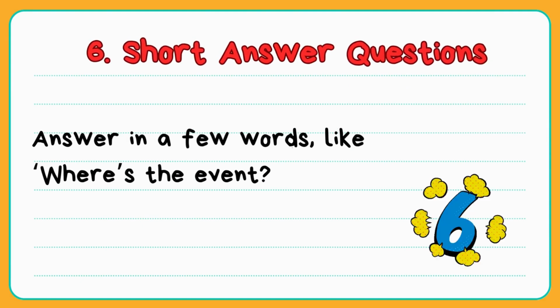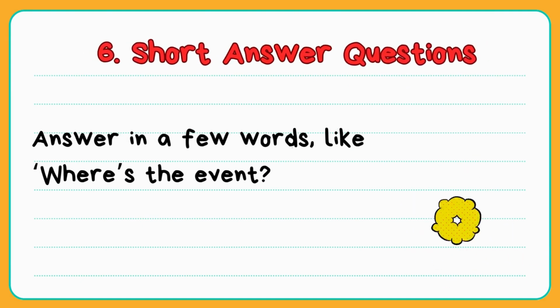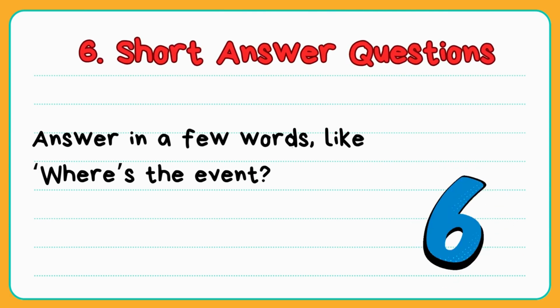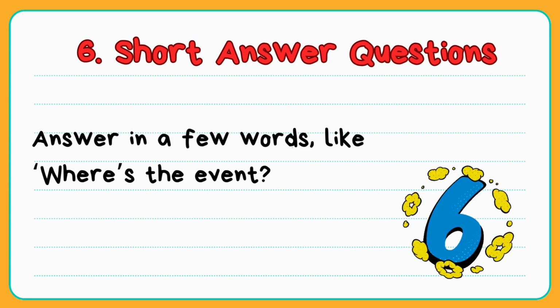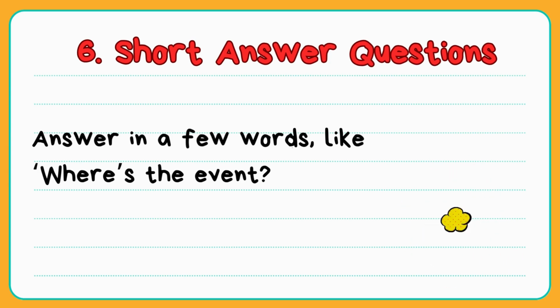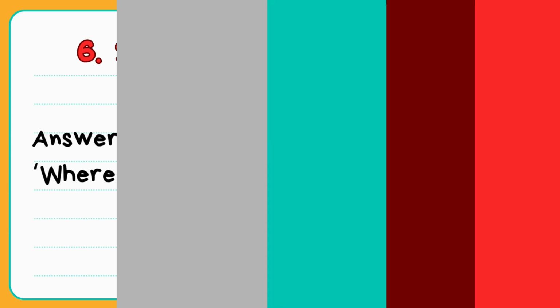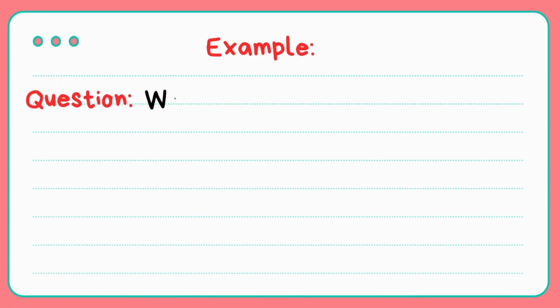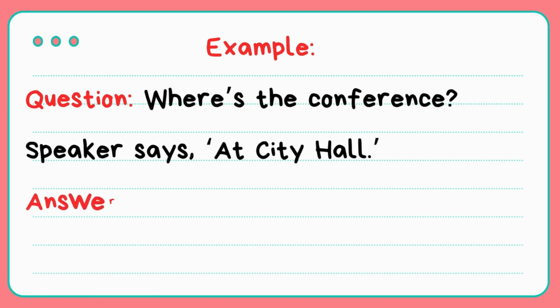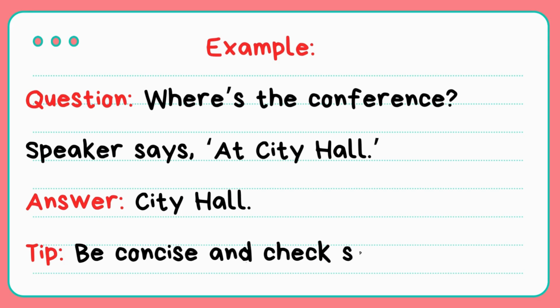Number 6. Short answer questions. Answer in a few words like, "Where's the event?" For example, question, "Where's the conference?" Speaker says, "At City Hall." So, answer is City Hall. Tip, be concise and check spelling.